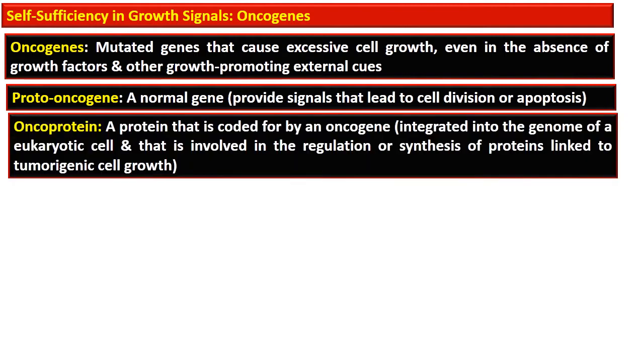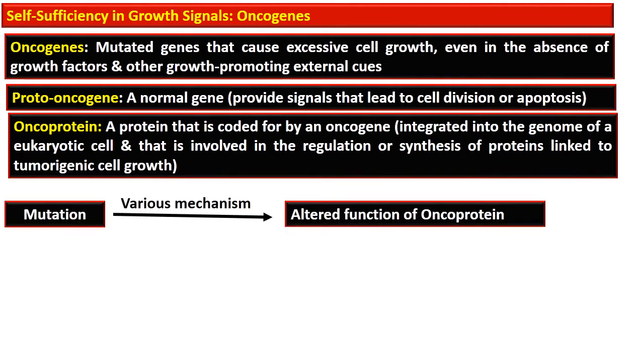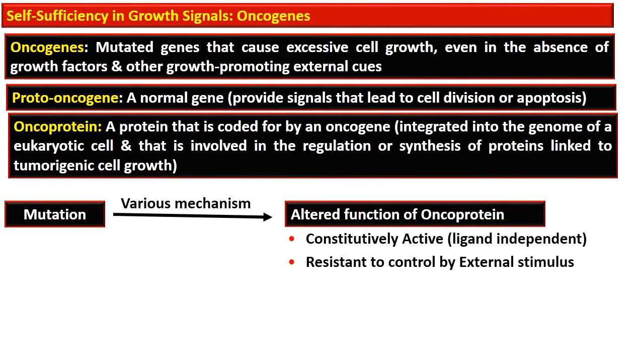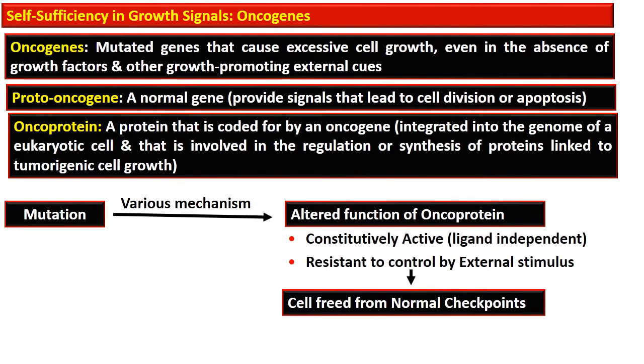An oncoprotein is a protein that is coded by an oncogene, and this oncogene has been integrated into the genome of a eukaryote and is involved in the regulation or synthesis of the protein linked to tumorigenic cell growth. Mutation through various mechanisms leads to altered functions of the oncoprotein, and these are constitutively active, ligand independent and resistant to control by external stimuli.